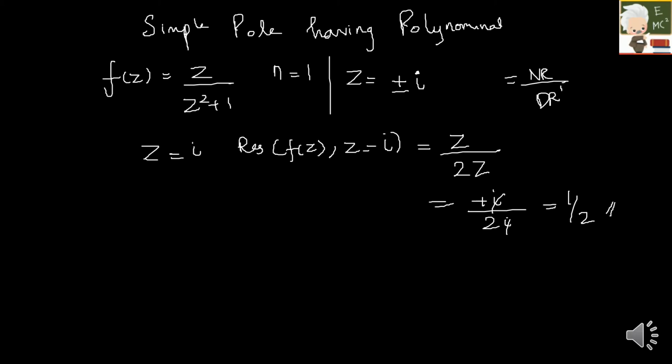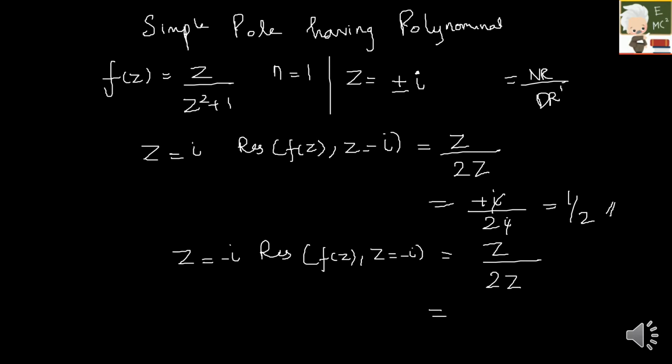It is just a time saving trick. And for z is equal to minus i, my residue for the function at z is equal to minus i would be: take your numerator, differentiate your denominator, which would be 2z, right? So if I am applying it, minus i divided by minus 2i. So finally it would be 1 by 2. You can cross check with the formula also, you'll be getting the same answer.